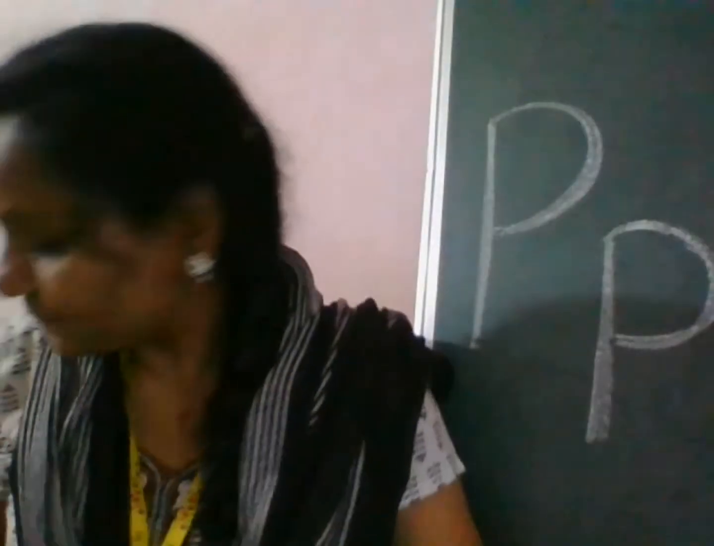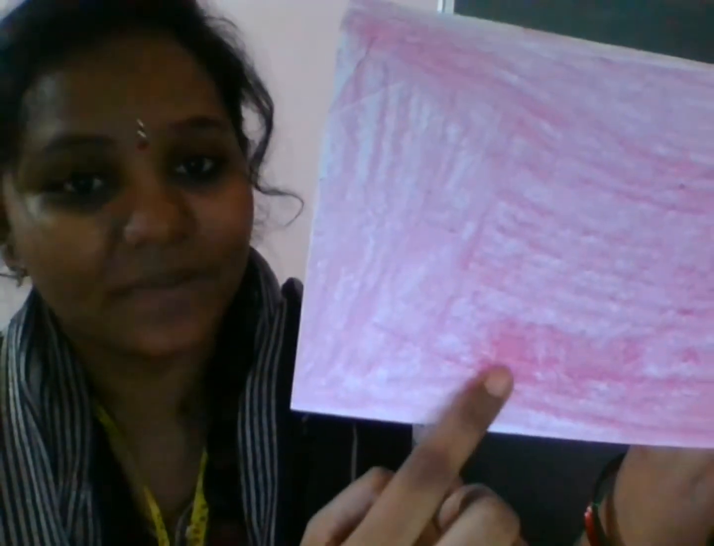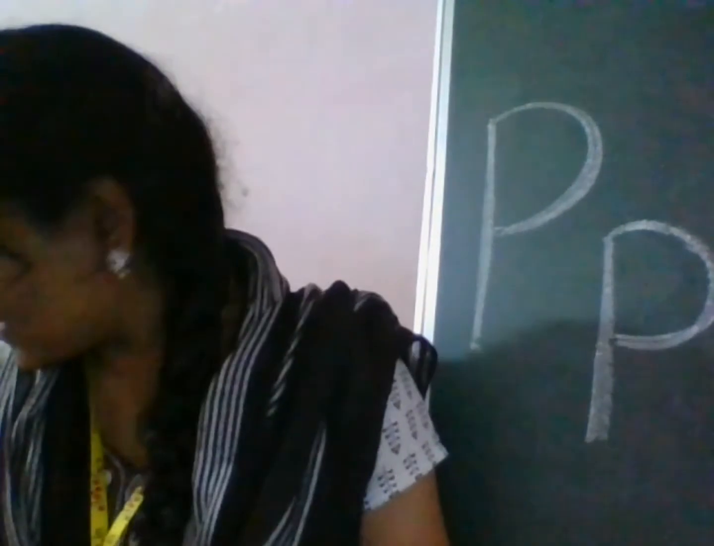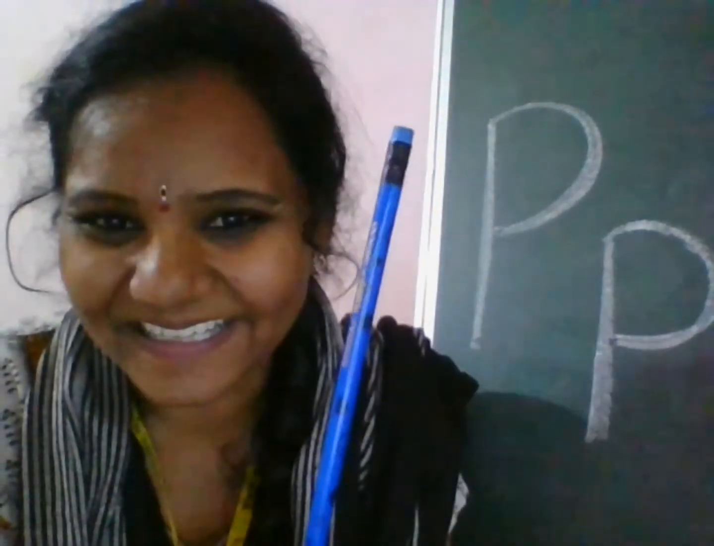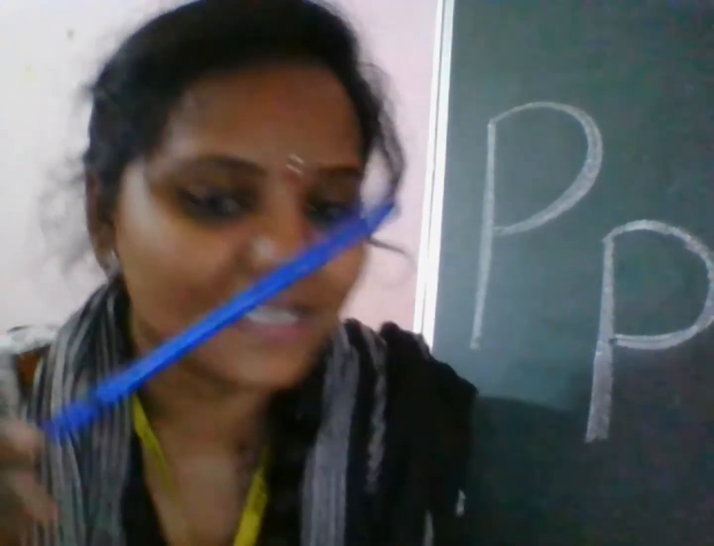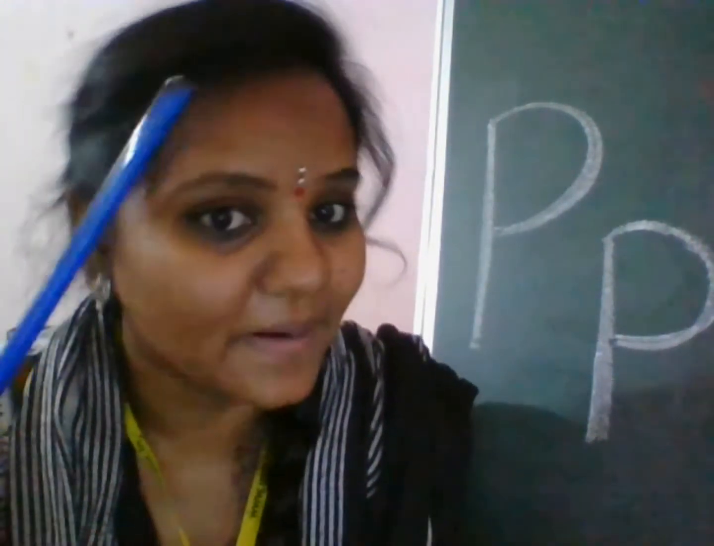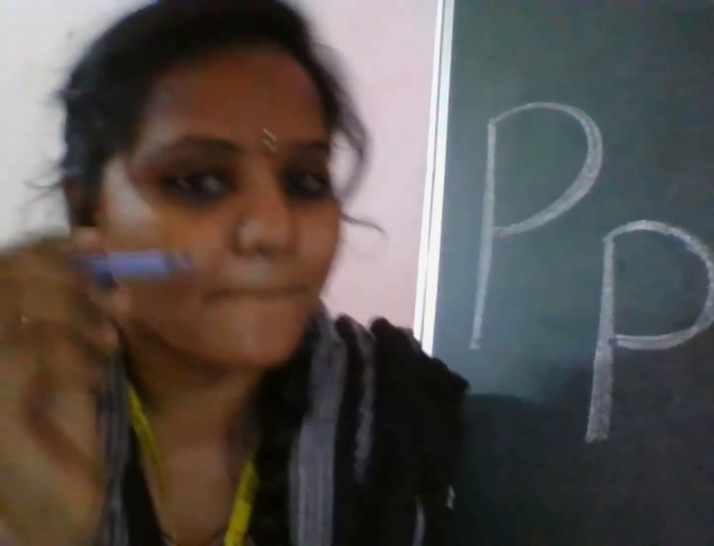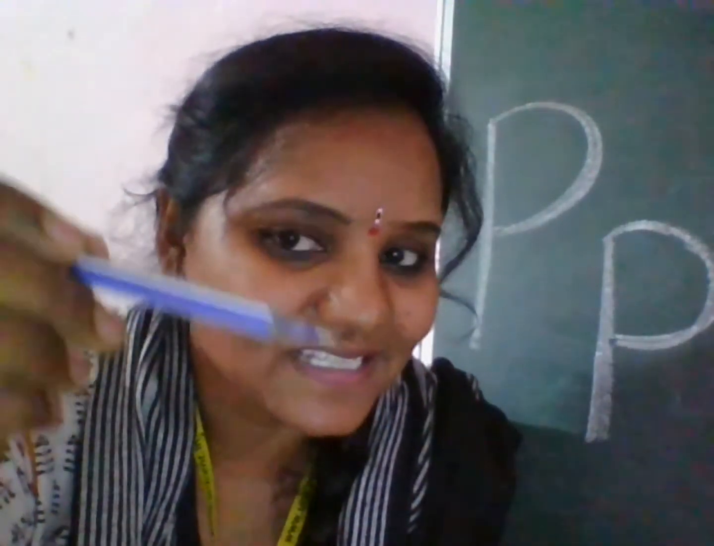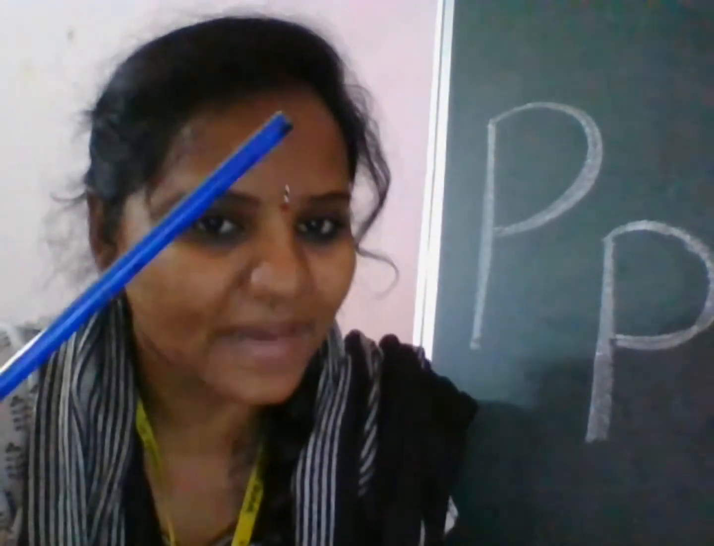Paper. P for pink. Which color is this? This is pink color. P for pink. P for pencil. You all like pencils, right? Yes. P for pencil. P as P. Pencil. P for pen. What is this? This is a pen. P for pen. P for pencil.